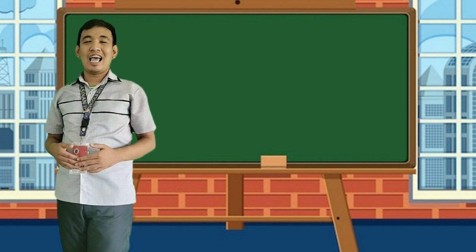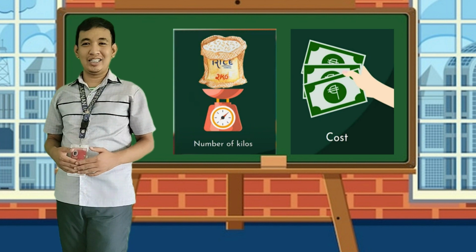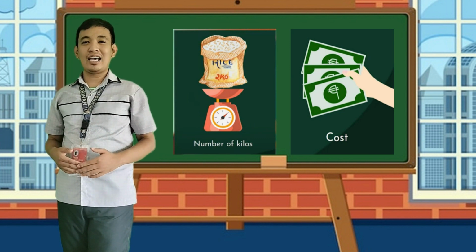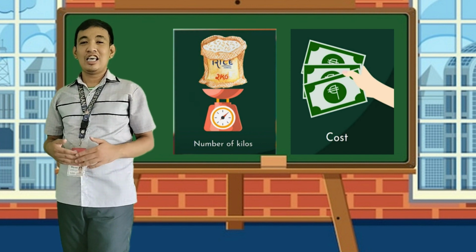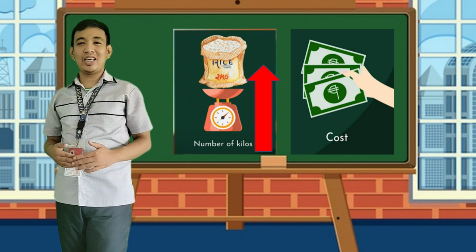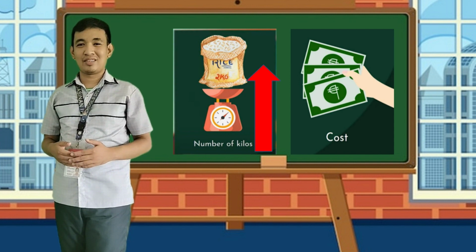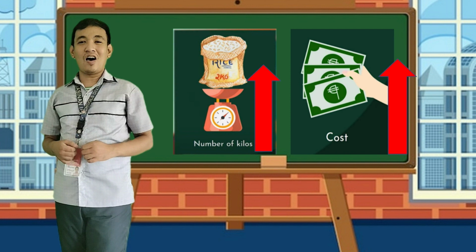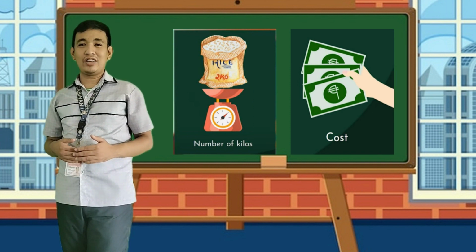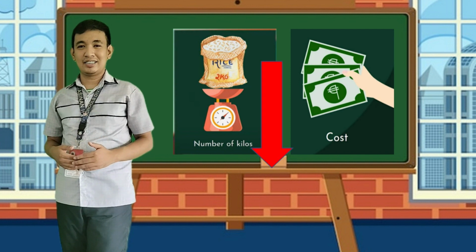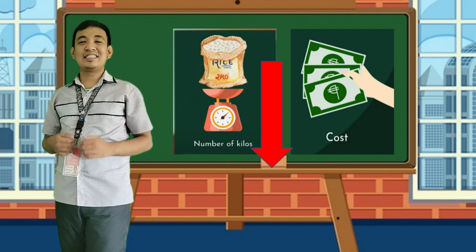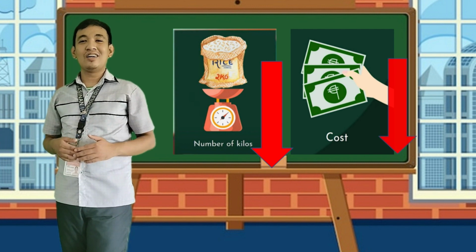Before we start, I have here two pictures. Given these pictures, there is 2 kilograms of rice and its cost. If the kilos of rice increases, what will happen to its cost? Very good, it will also increase. How about if the number of kilos of rice decreases? What will happen to its cost? Exactly, it will also decrease.